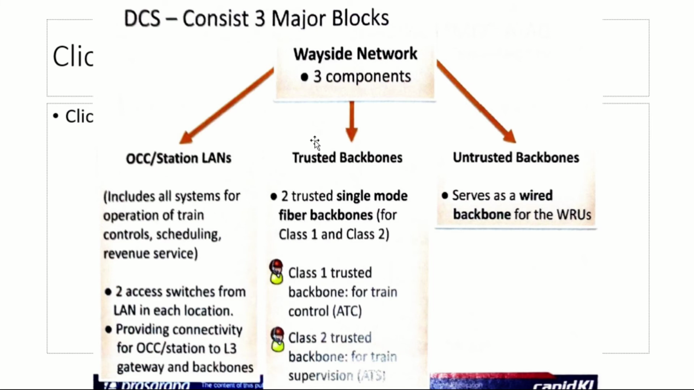what we call it OCC, zone controller or region controller. So mostly they have two trusted backbone for backup, and also primary and also secondary. And mostly for a long communication, they use a single mode fiber backbone, class 1 and class 2. So class 1 is the trusted backbone for train control, and class 2 for the trusted backbone for train supervision. And lastly, for the untrusted backbone, which is the wireless communication.